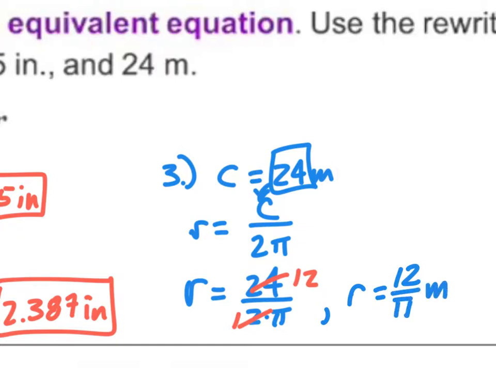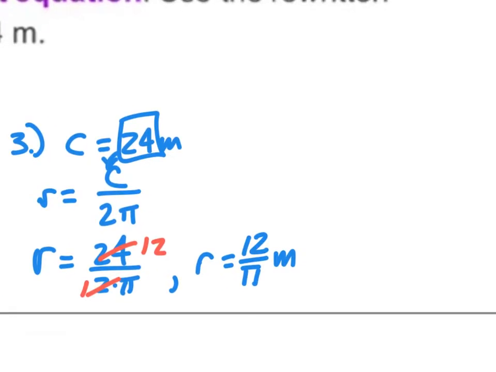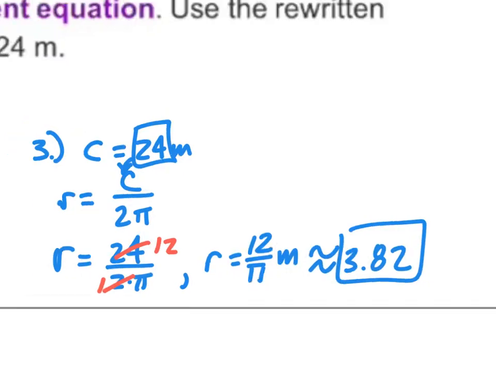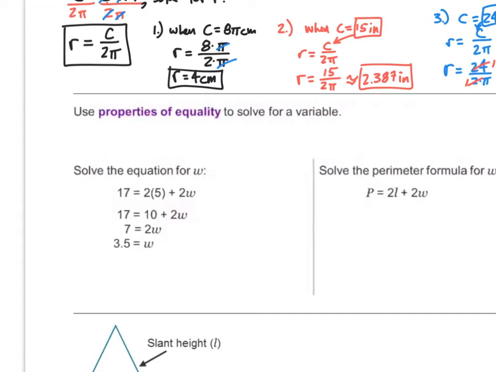Now, if I wanted to actually get a decimal approximation for that, take 12 and divide it by pi in your calculator, and you get that r is approximately 3.82. So either one of those works. Okay. So let's go ahead and take a look at this next one.